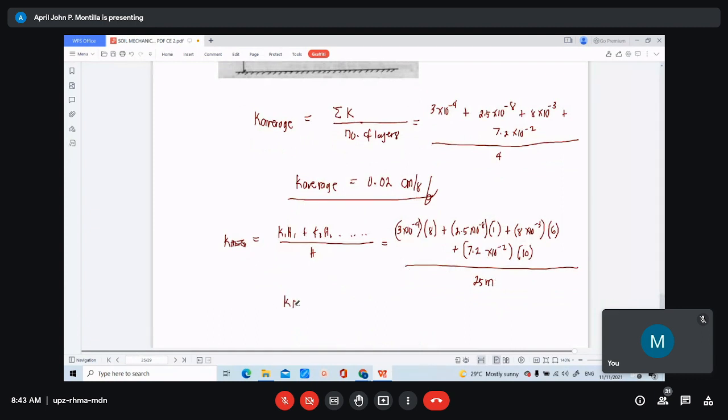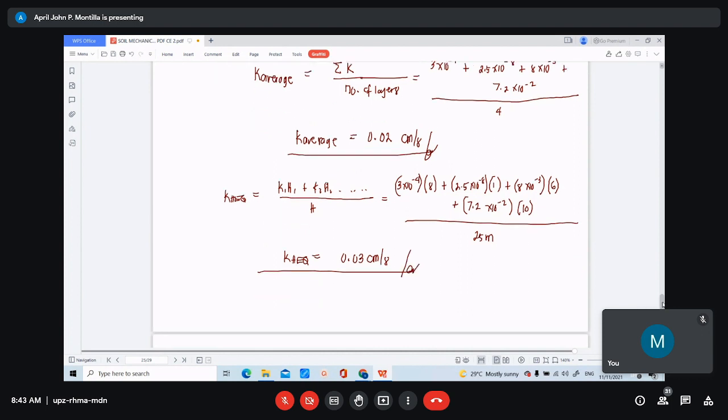So what is KHEQ? 0.03 centimeter per second. How about the others? Same. Okay. And then vertical, the formula is also easy.